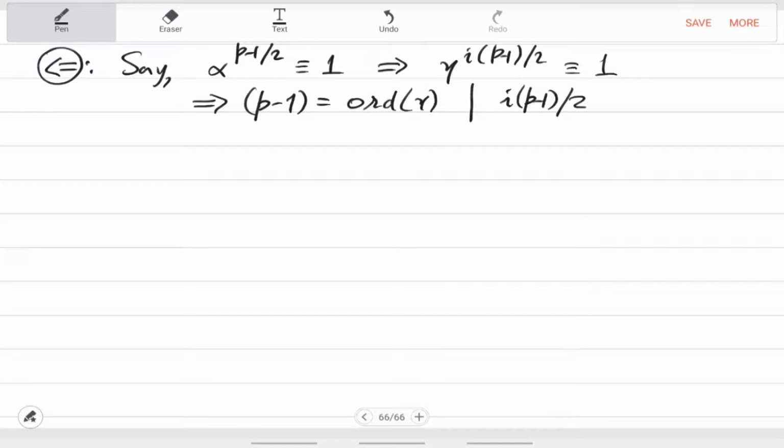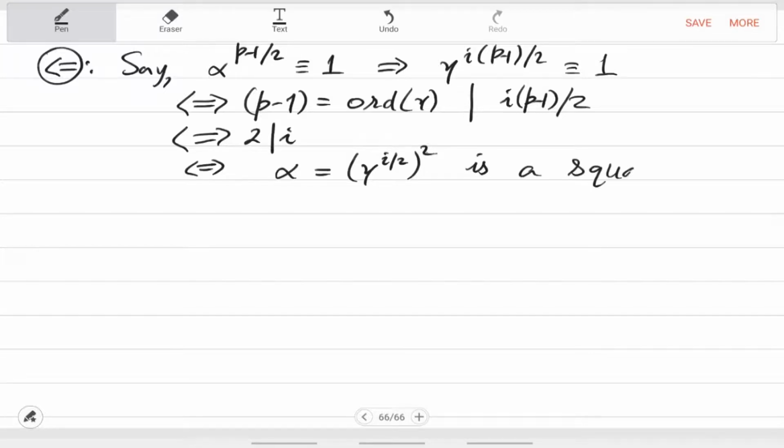This is in fact if and only if, which implies that I is even. Also if and only if, so gamma to the I/2 is a square, which means that alpha is a square. So this in fact is all you needed. This is a proof for both sides.